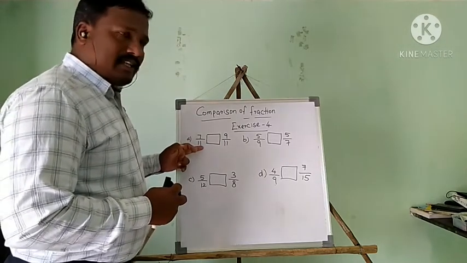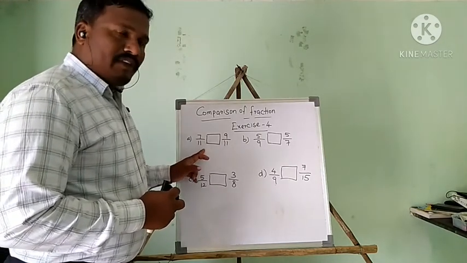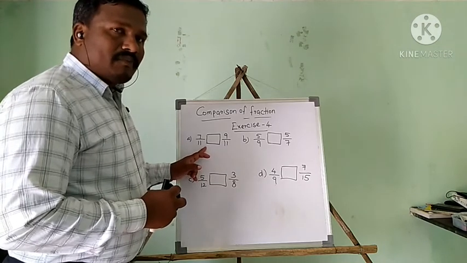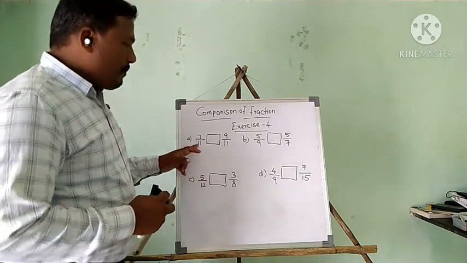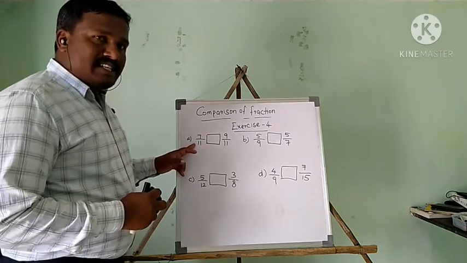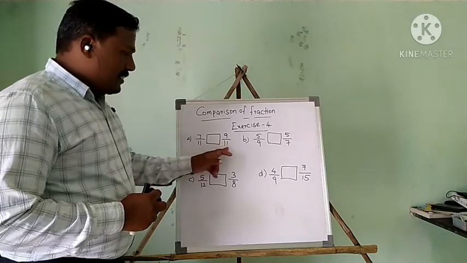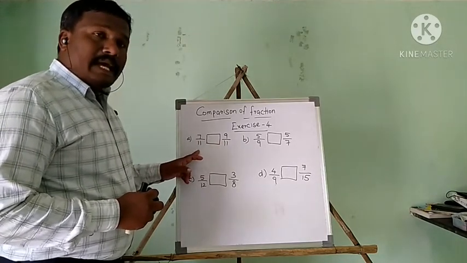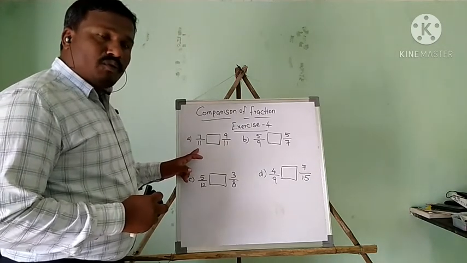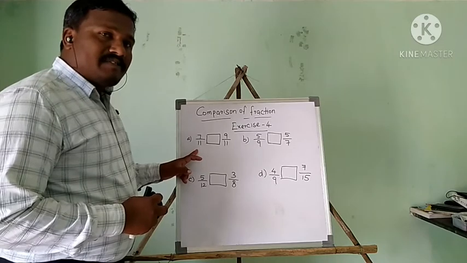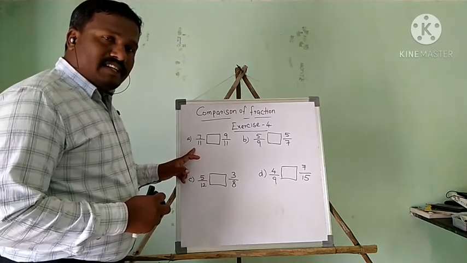First of all, here in exercise 4, the first sum, the given two fractions. Now we want to find out which is the greater fraction and which is the smaller fraction. Okay, here this is the proper fraction and we can say a like fraction, because the two fractions have the same denominator. So this fraction satisfies rule 1.